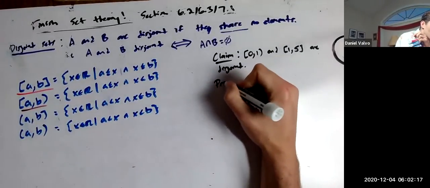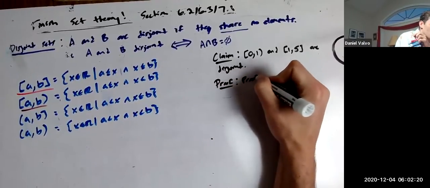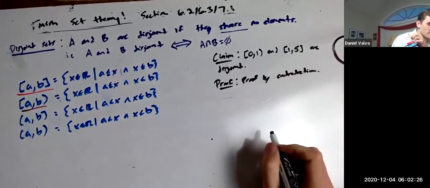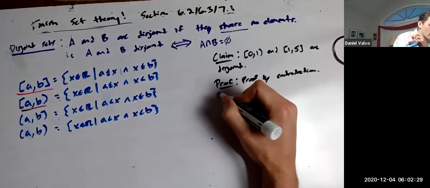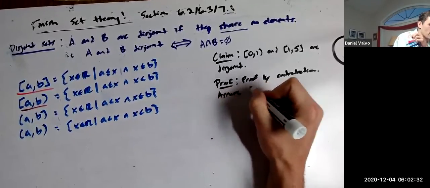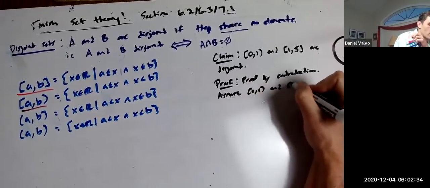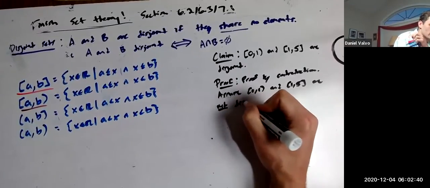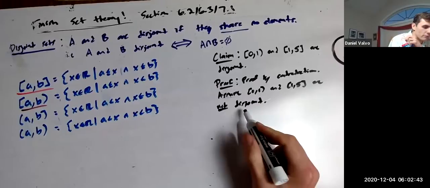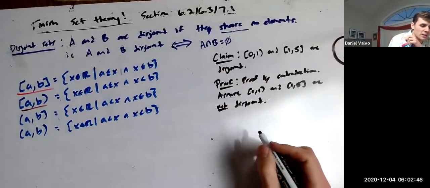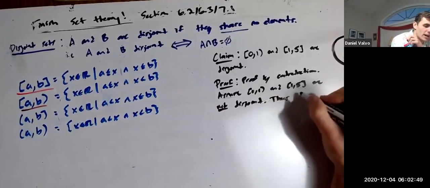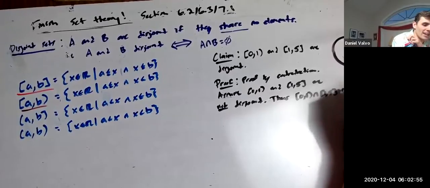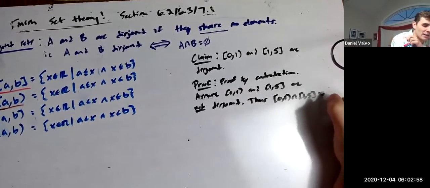So let's do a proof, and then we say proof by contradiction. And so that would be saying, we assume the negation. The negation being, assume [0, 1) and [1, 5] are not disjoint. Remember, being disjoint means that your intersection's empty. Thus, what that's saying is that [0, 1) intersect [1, 5] is not the empty set.